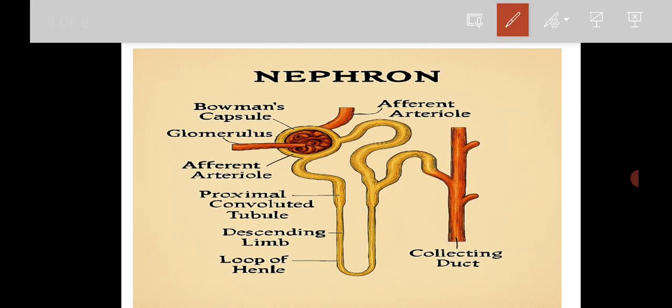So the main parts, we have the Bowman's capsule over here, the famous guy, and then we have the glomerulus, then the afferent arterioles, and then the proximal convoluted tubule. Then we have the descending limb, and then the loop of Henle. And then we have the collecting tube, which takes urine away from the kidney to the ureter.